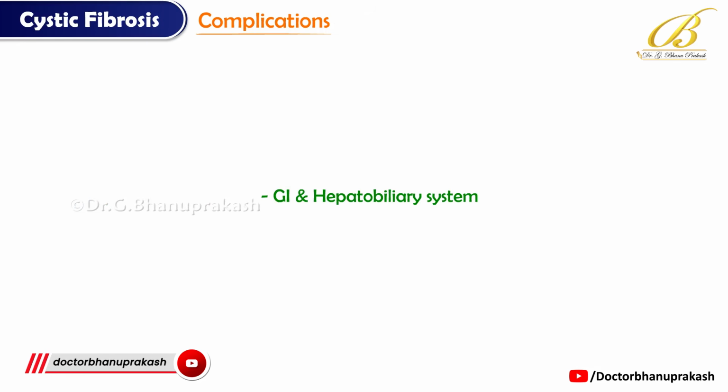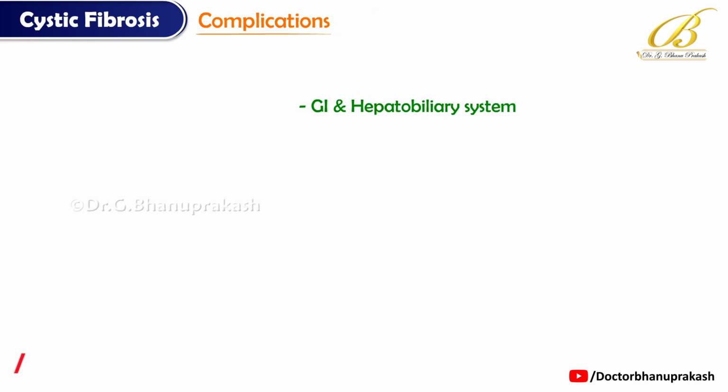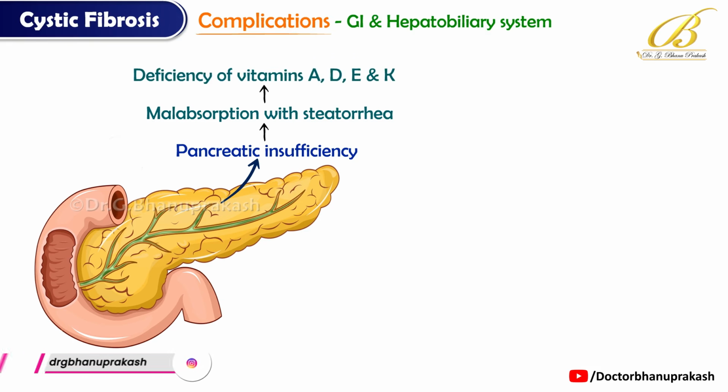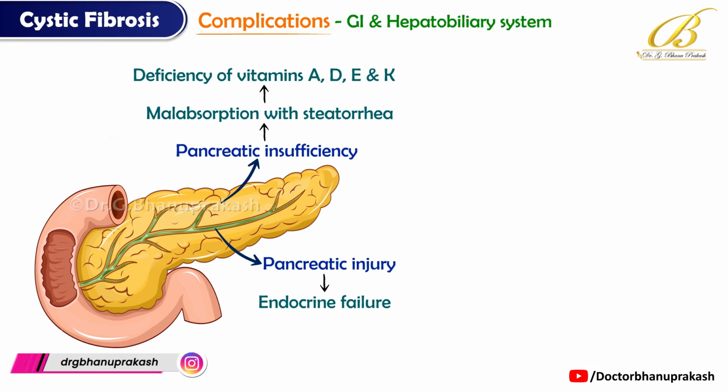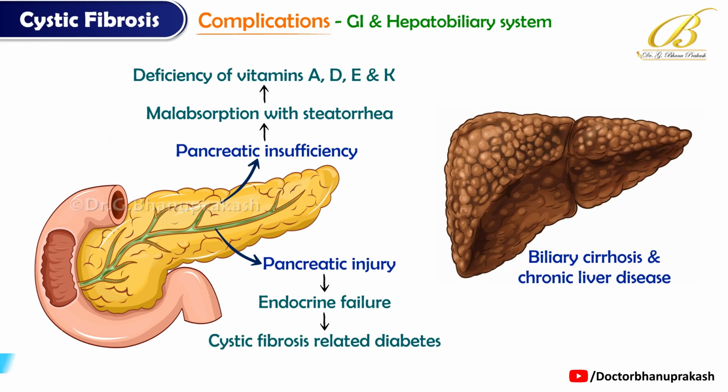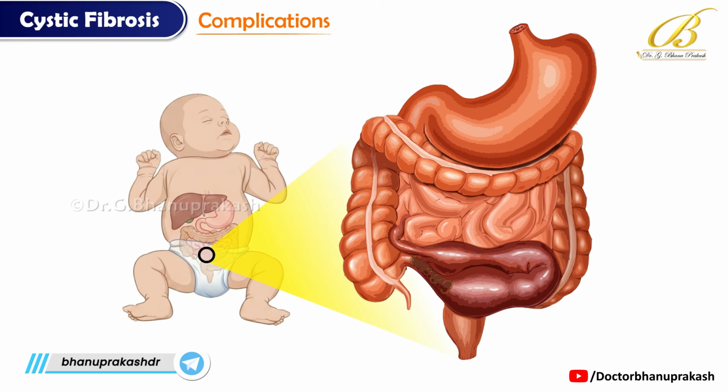In the GI and hepatobiliary system, patients develop pancreatic insufficiency, causing malabsorption with steatorrhea and deficiency of fat-soluble vitamins A, D, E, and K. Over time, pancreatic injury can progress to endocrine failure, producing cystic fibrosis-related diabetes. Hepatobiliary disease can include biliary cirrhosis and chronic liver disease. In newborns, a classic presentation is meconium ileus.